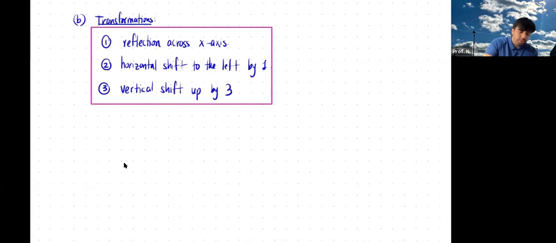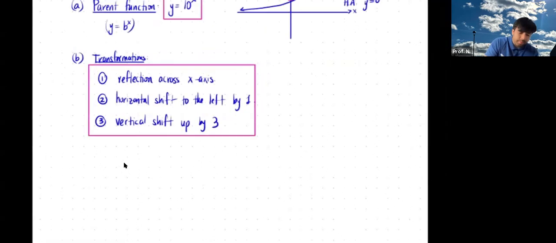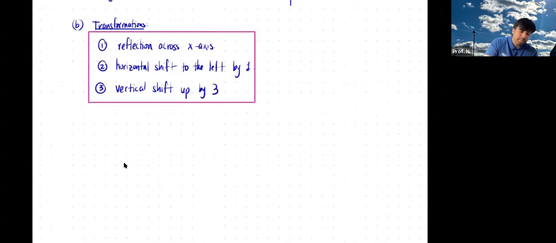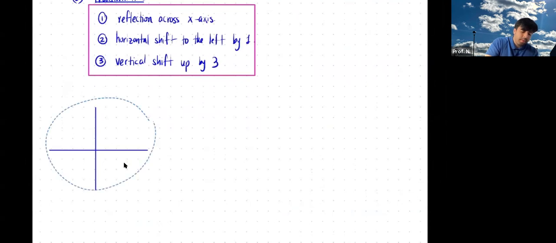So why don't we do that first? I'm going to start with this one. This is the first one, my base case, my parent function case. Okay, and then I'm going to go play by play here. So here we have a graph. I'm going to copy this.